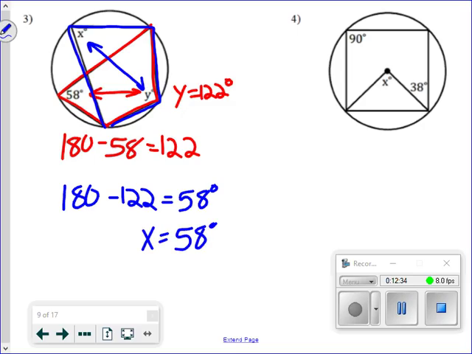Okay, and hopefully that makes sense. On our proof day, we talked about inscribed angles that open up to the same arc. Both of these open up to that arc right there, so both of them have to be the same measure. So I could have just said they were 58 right from the start, but the cyclic part helped me with the value for Y.